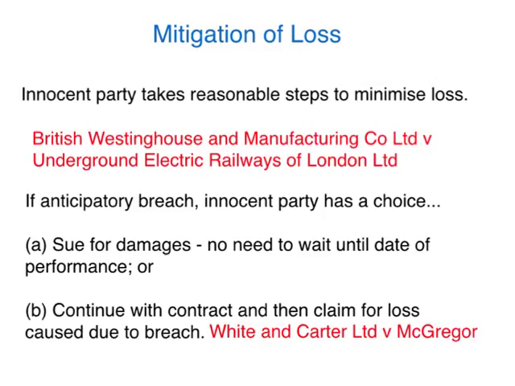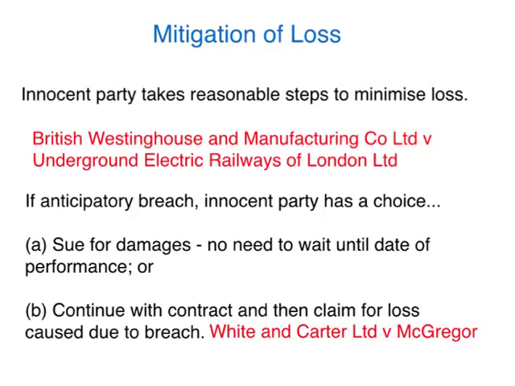Mitigation of loss. This is where the innocent party takes reasonable steps to minimise loss, and we can see that in the case of British Westinghouse and Manufacturing Co Limited. In this case, British Westinghouse had contracted to supply turbines to underground electric railways. However, when underground electric railways received the turbines, they weren't to the specification that they'd contracted for, and so as a result, to try and mitigate their loss, they actually bought some turbines from someone else, and it cost a great deal more money, so therefore they were compensated for it.